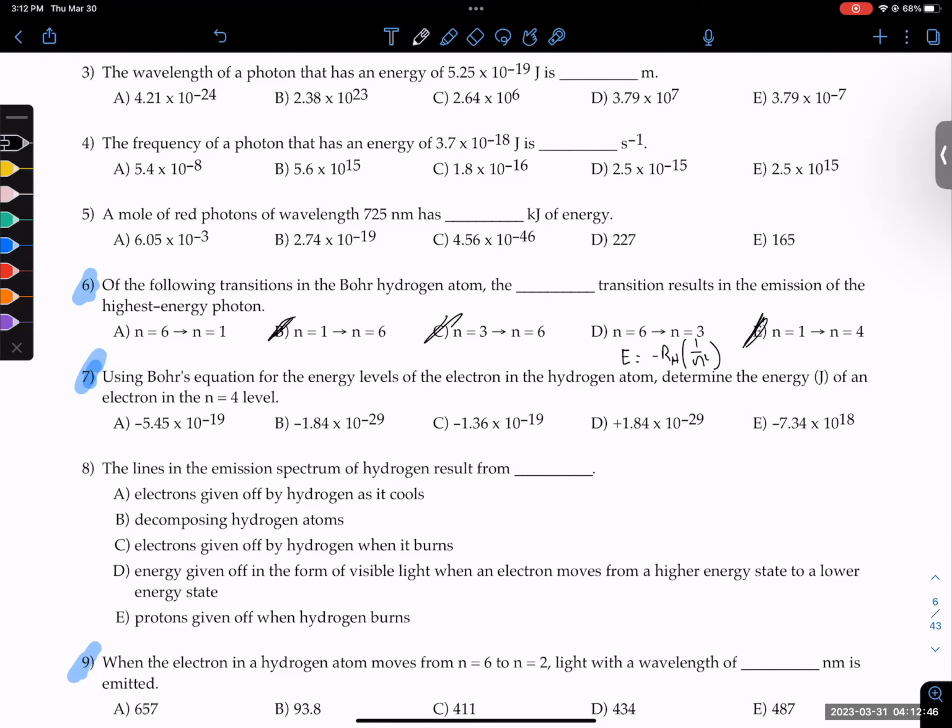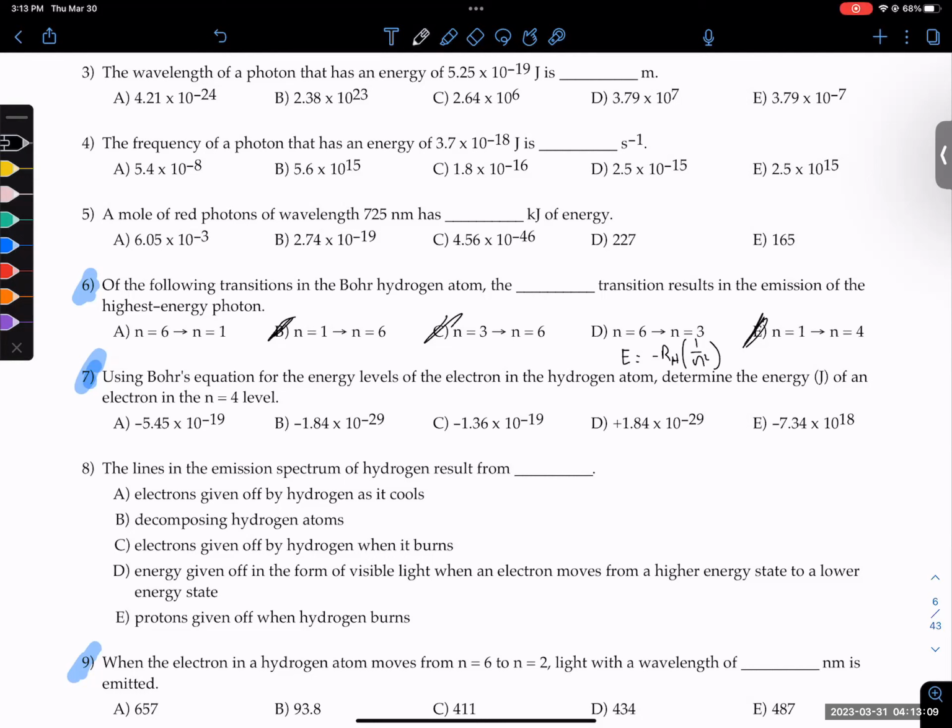So what was your reasoning for A? Alyssa says D. Anyone else have any other? I think it's A, because I think it will emit the highest energy. And why do you think it'll emit the higher energy photon? Because it's a big emission.